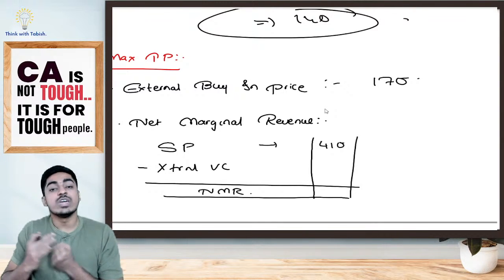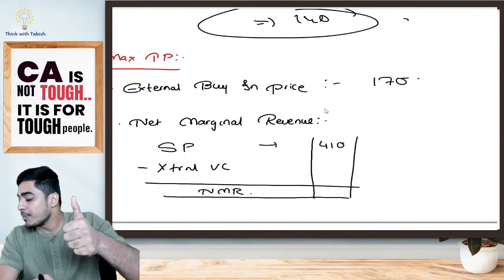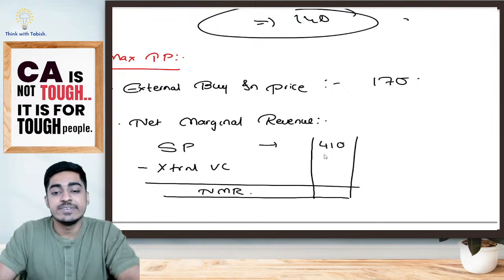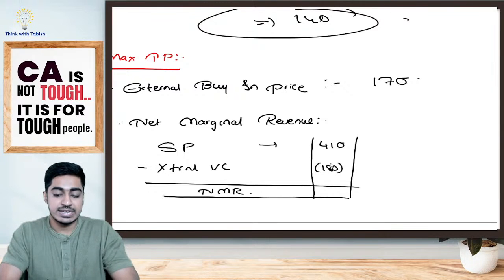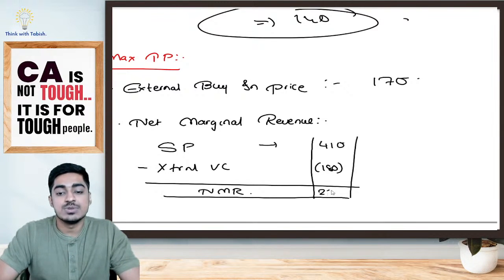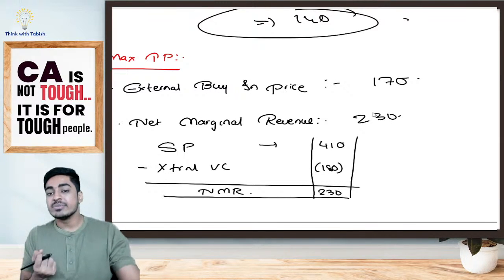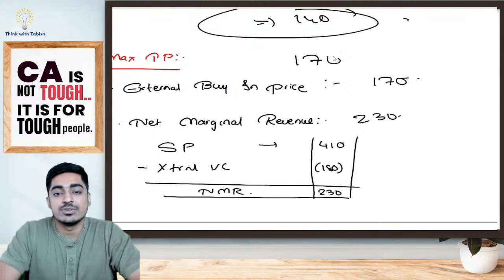Yes, what all variable cost are you paying? Forget the lens, other variable cost. Component 150 we need to pay. Other variable cost 30 we need to pay, 180 we need to pay. So how much will be there in your hand? 410 minus 180, yes, 230 rupees will be in your hand. So he is telling, see, if I buy from outside, I would have paid 170. Net cash I have with me is 230. Maximum I am willing to pay is 170 rupees.